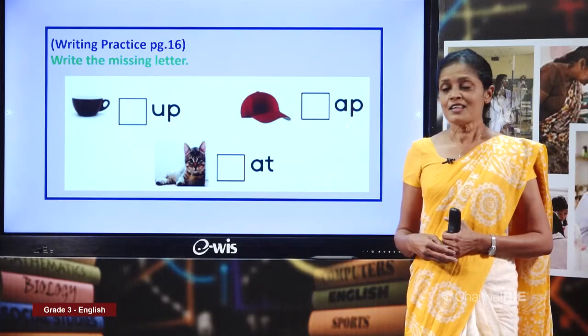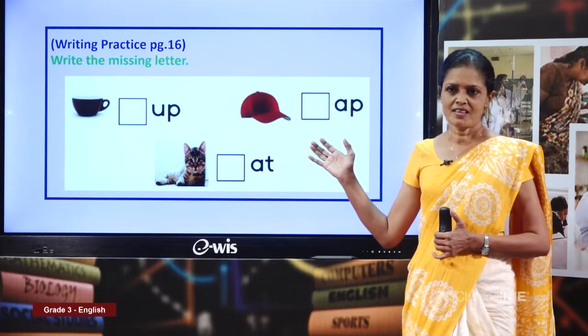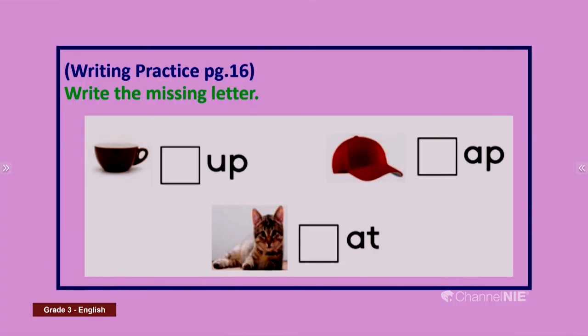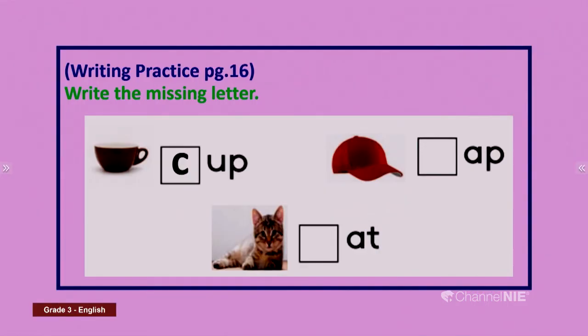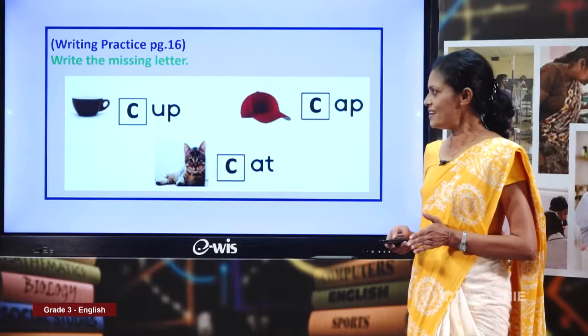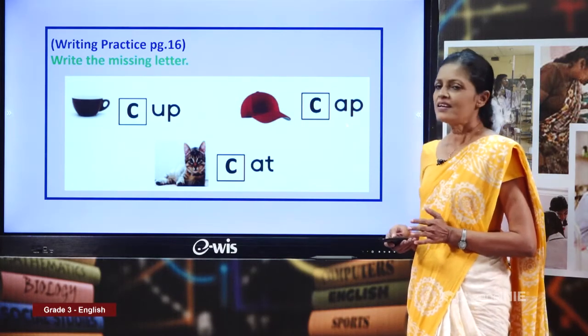Now, children, turn to page 16 in your writing practice book. You get this activity. There, one letter is missing. Write the missing letter. Write it now. Have you finished? Let's check your answers. Right. Did you write that C? Cup. Next one, again C for cap. Then cat. Can you read the words? Cup, cap, cat. Once again, cup, cap, cat. Very good.